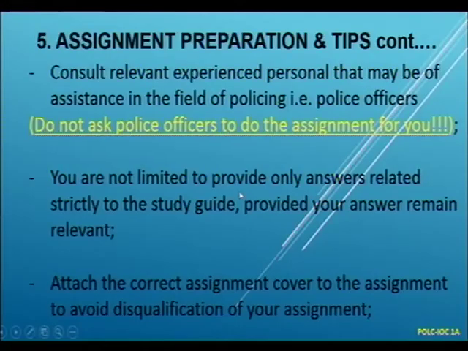Attach the correct assignment cover. Please, this in the past has caused some of you to lose valuable marks or to be disqualified. Make sure that your assignment cover that you printed is the correct one that you attach to the right assignment.